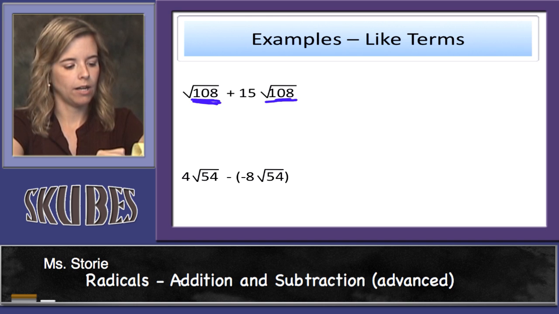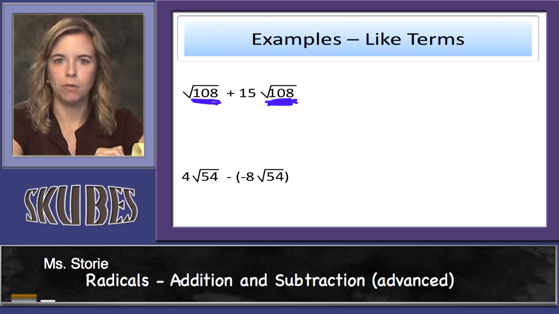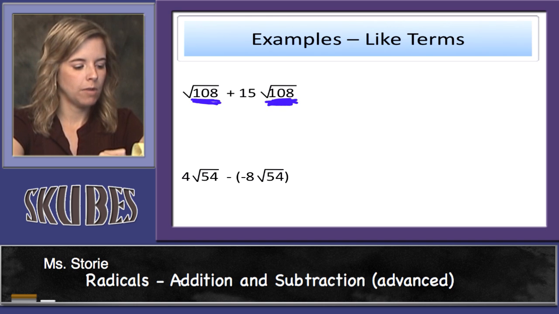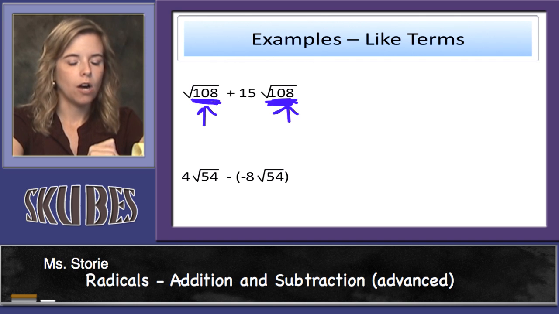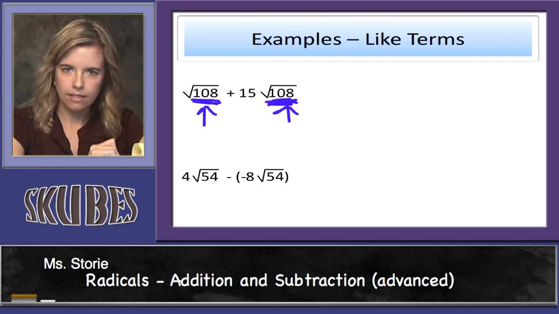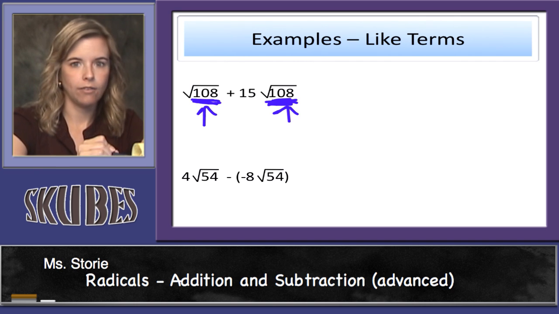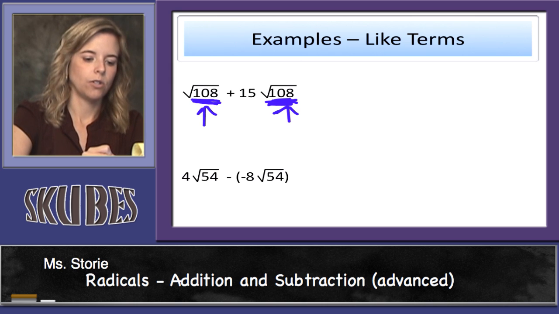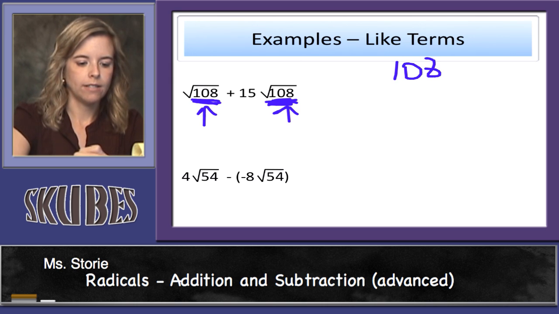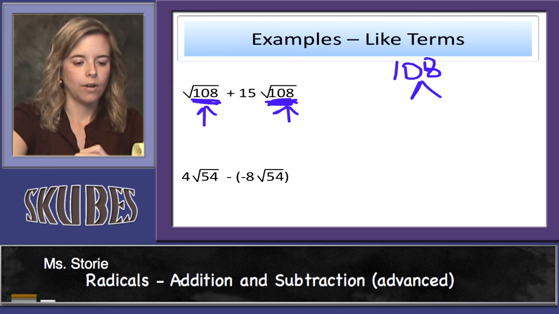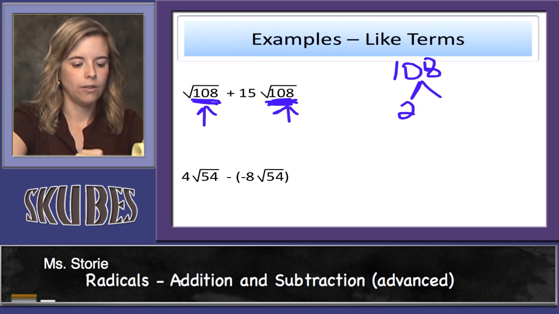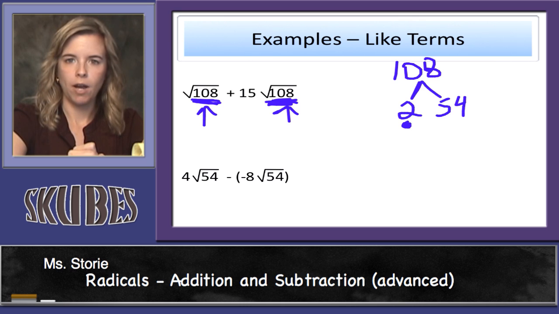So let's take a look here. If I have the exact same radicands, I have like terms, and I can do something with them. Here I've got a 108 and a 108. They're exactly the same. Great. But you also have to make sure that both of them are simplified. Is 108 a prime number? No. We can definitely break 108 down further. So let's look at 108 and create a factor tree. I know that 2 goes into there 54 times. 2 is a prime number. I like to put a dot under my primes to keep track of them.